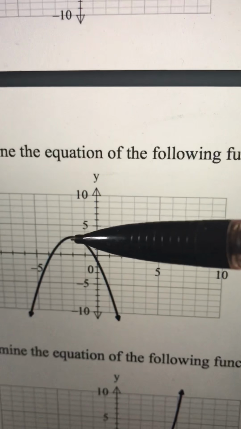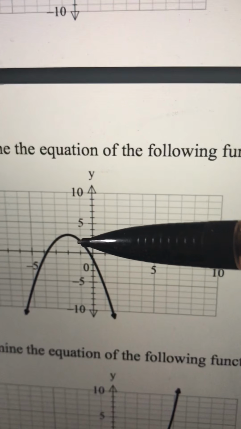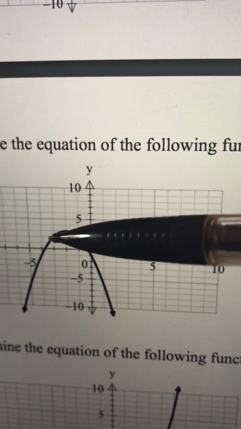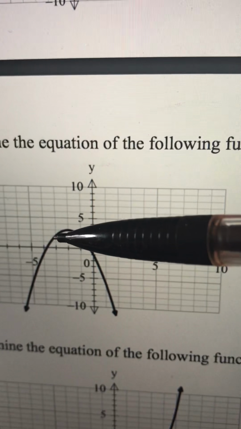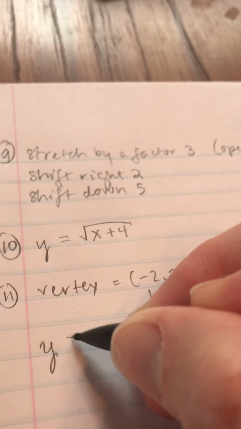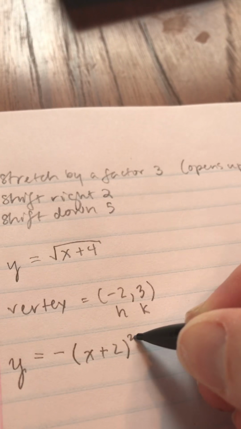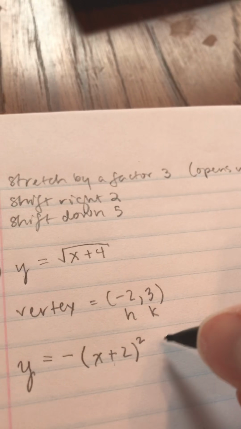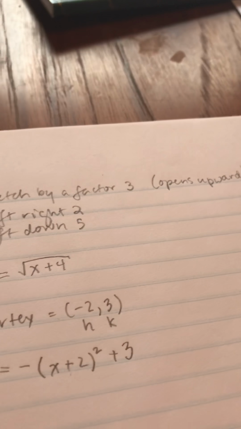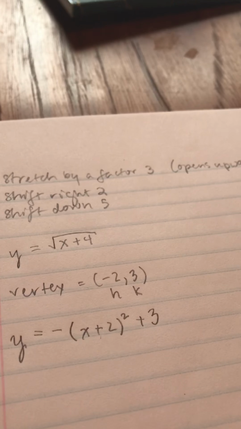There isn't any stretch, though, and you can see that because from the vertex, if you go over 1 unit, it just goes down 1 in either direction. So there's no stretch. If there were a stretch, it would go down whatever that stretch is. So this is the equation y, or f of x, equals negative the quantity x plus 2 squared, the opposite of the horizontal shift, plus 3, because it's shifted up. And again, you could type that into your calculator and graph it and check that.